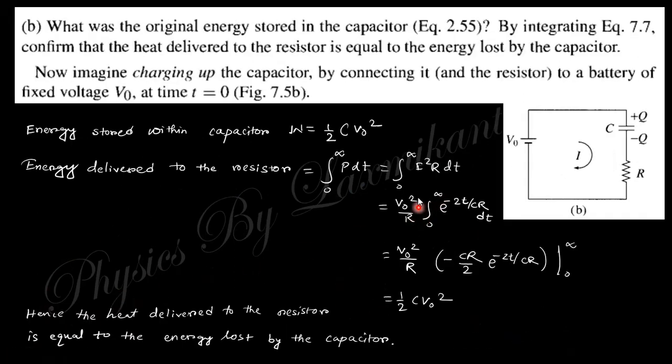Put this value into I squared R. The R cancels out, and the square gives a 2. Just integrating this, you will get half CV naught squared. So you can easily find out that this capacitive energy is supplied to the resistor. This energy from the capacitor is supplied to this resistor.